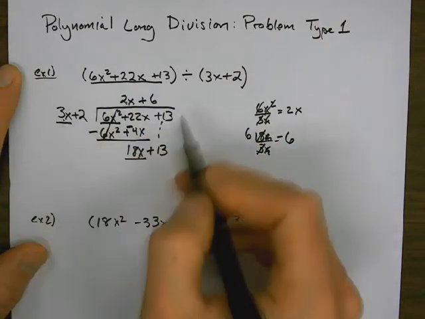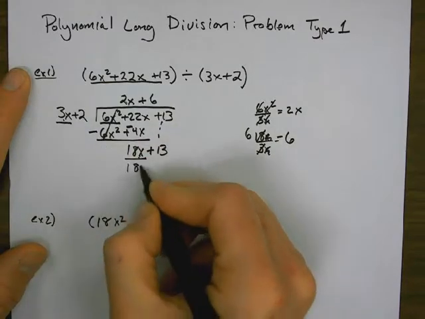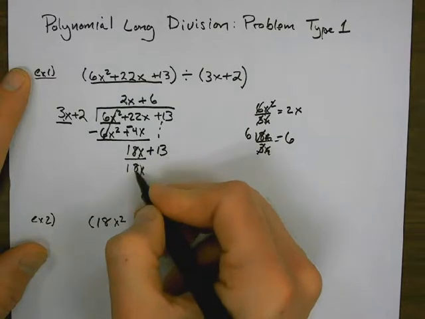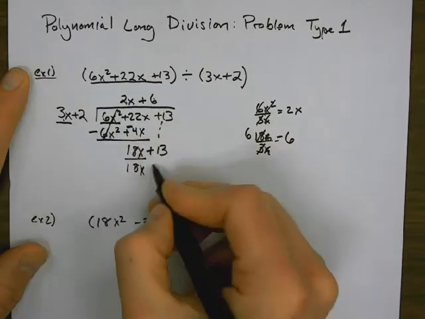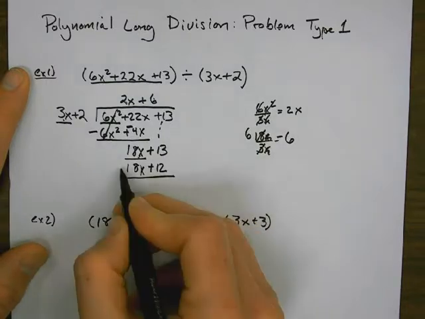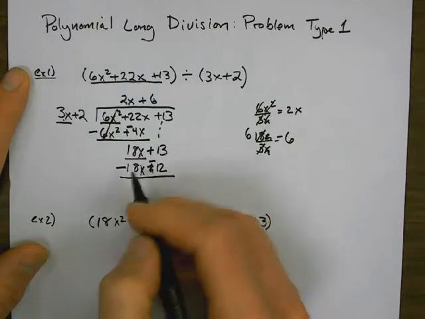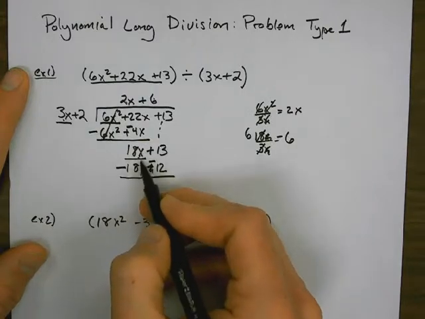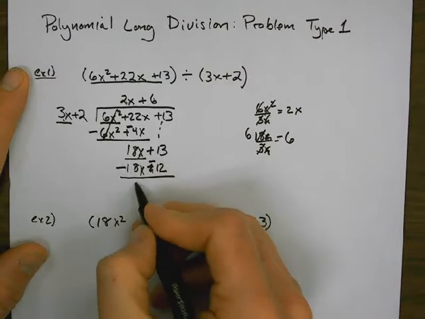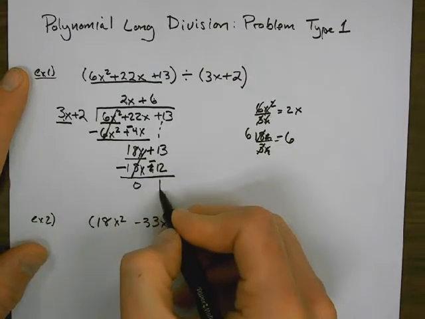So if I multiply these out now, I'm going to do 6 times 3x is 18x. And again, these should match if you did it right. 6 times 2 is positive 12. Just like we did before, we have to subtract these off. So I'm switching the signs on both. So 18x minus 18x is 0. That should happen. And then 13 minus 12 is 1.